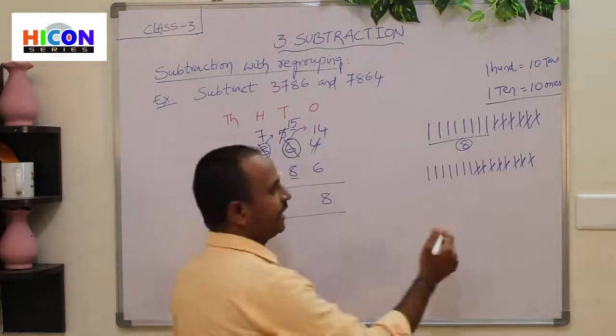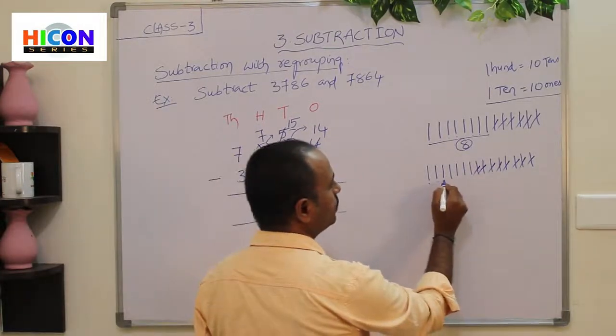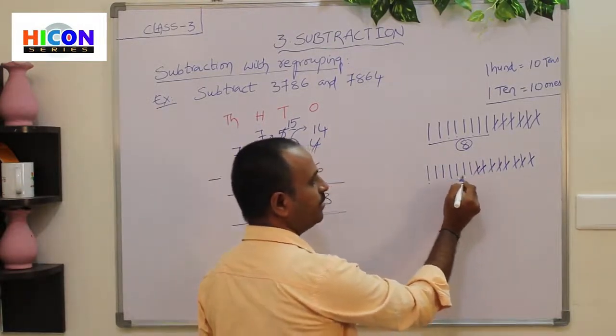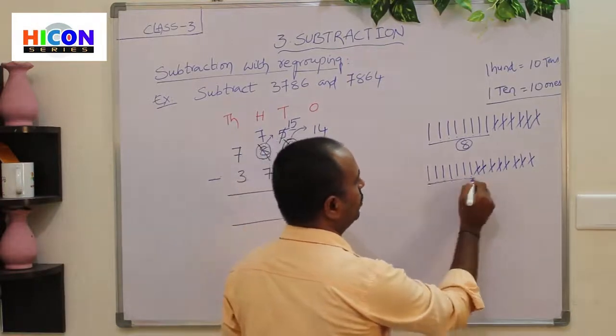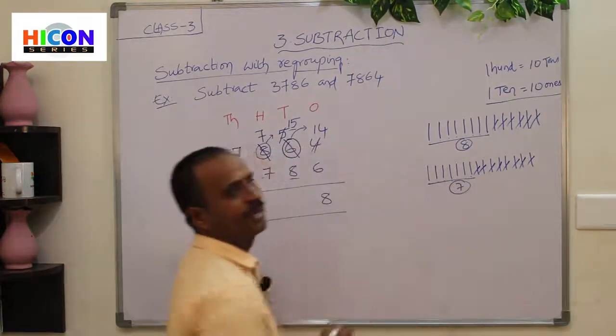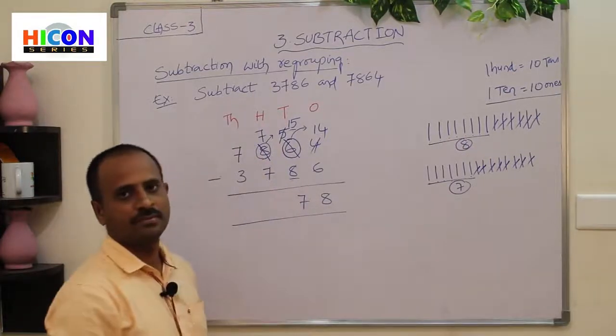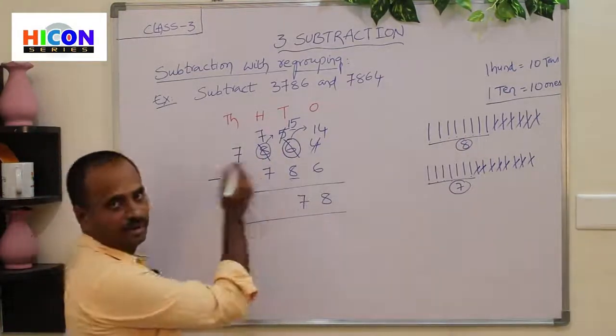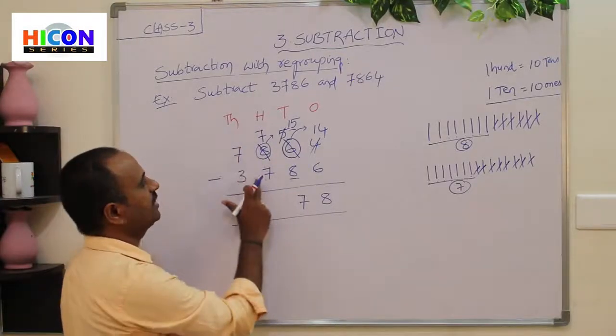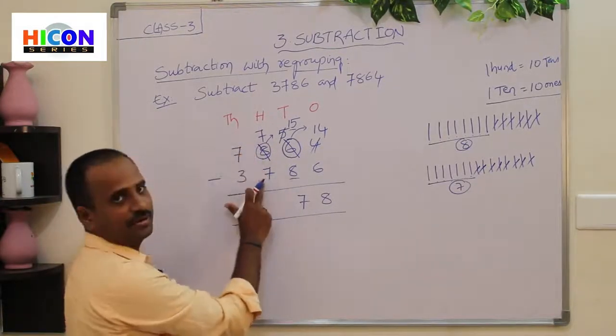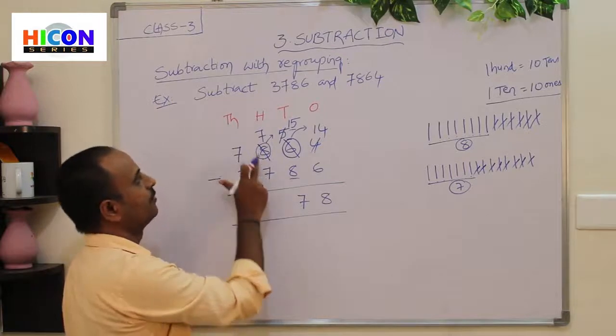So children, count the remaining lines. 1, 2, 3, 4, 5, 6, 7. So total there are 7 lines remaining. So write 7 under tens place. So now go to hundreds place. What are the digits present in hundreds place? 7 and 7. So subtract 7 from 7.